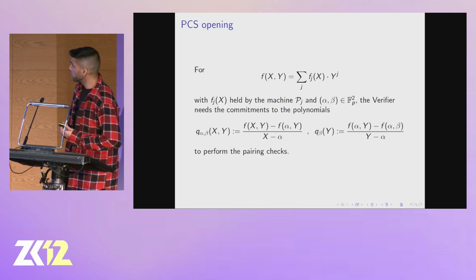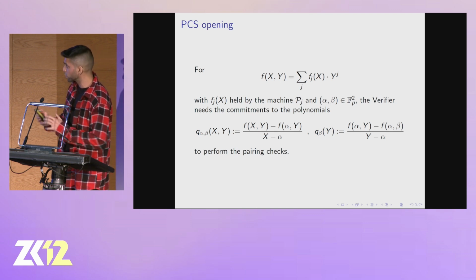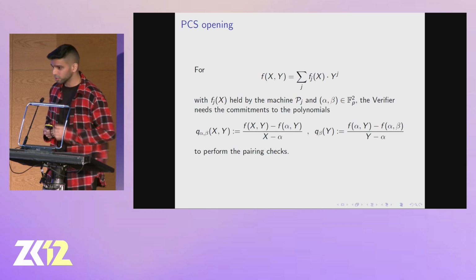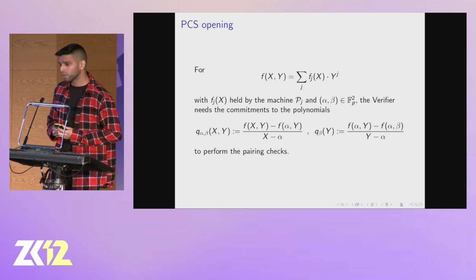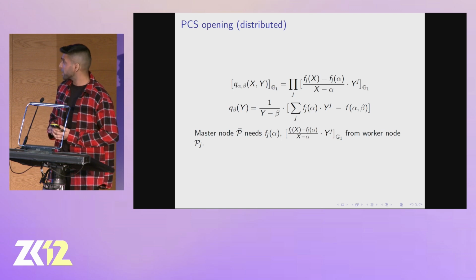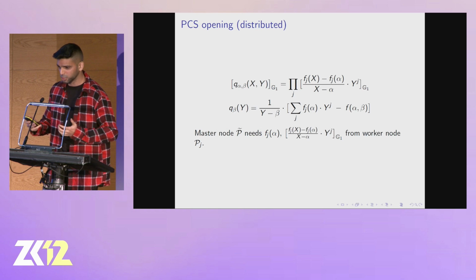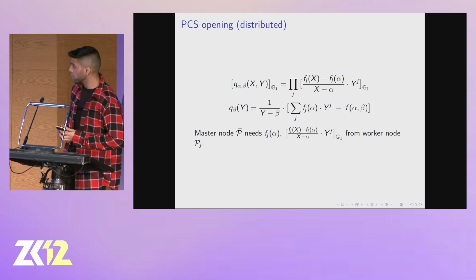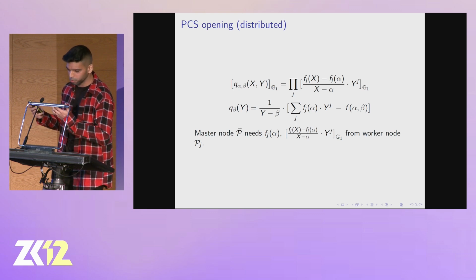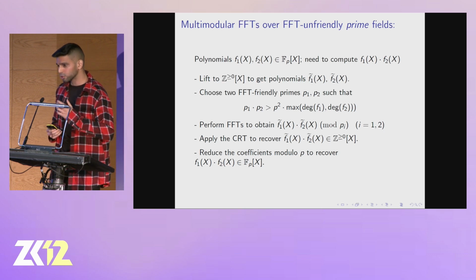So here's what a PCS opening looks like. This actually is independent of the bivariate distributed setting, but more generally, you have this bivariate polynomial, and in order to verify that a certain opening is correct, the verifier requires the commitments to these two quotient polynomials. The reason it works without any hiccups in the distributed setting is because the KZG scheme is homomorphic. So the master node, all he's doing is adding up the elliptic curve points he receives from the various prover nodes.